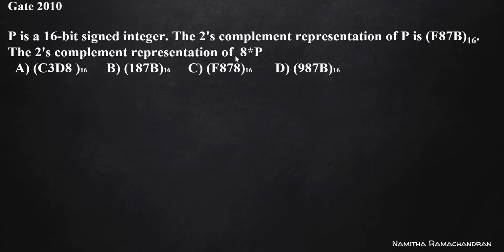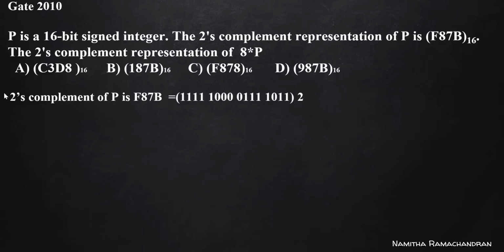The 2's complement representation of 8 into P. We need to get the 2's complement representation after this multiplication. Okay. So P is like this. So first step is take its binary equivalent. 2's complement of P is given like this. Okay. And its binary equivalent is like this.